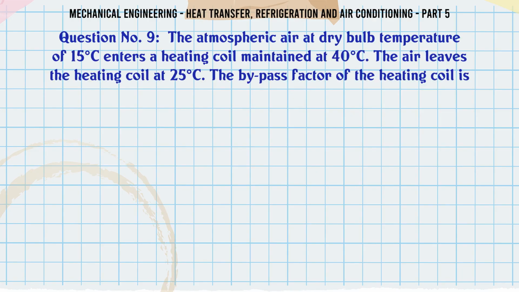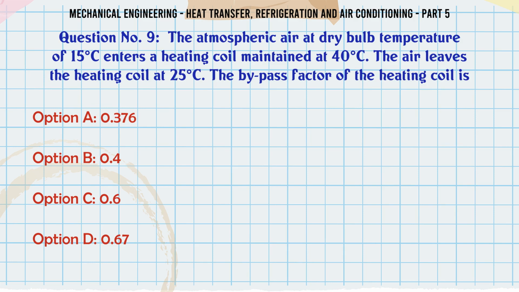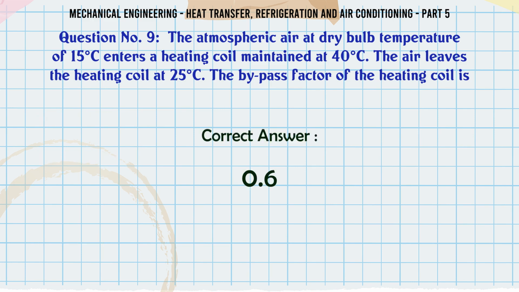The atmospheric air at dry bulb temperature of 15 C enters a heating coil maintained at 40 C. The air leaves the heating coil at 25 C. The bypass factor of the heating coil is A. 0.376, B. 0.4, C. 0.6, D. 0.67. The correct answer is 0.6.